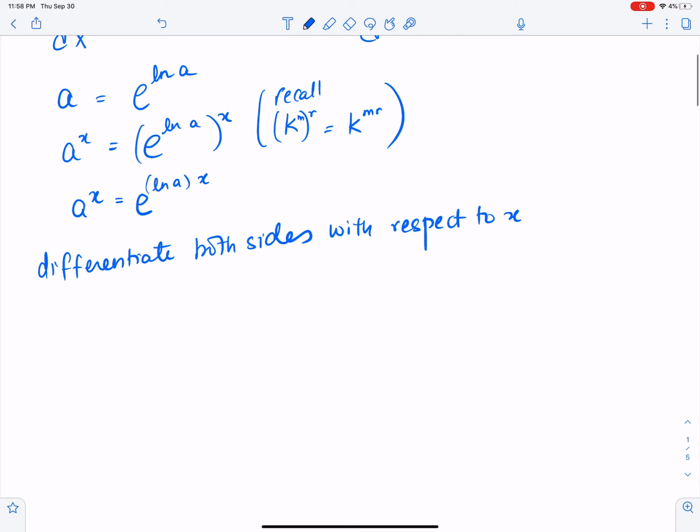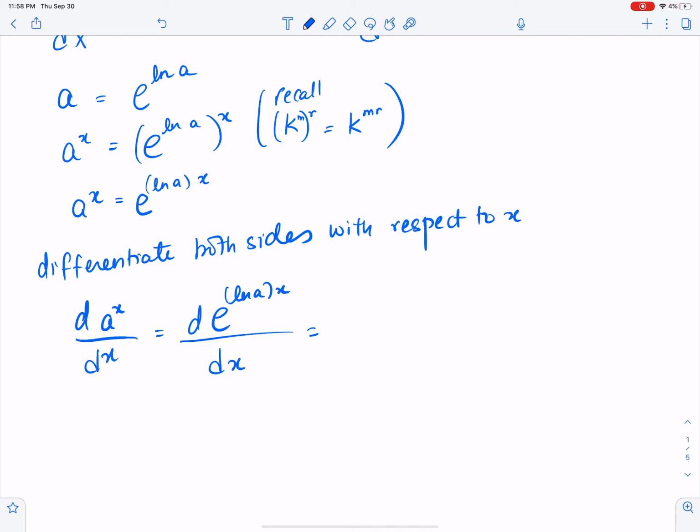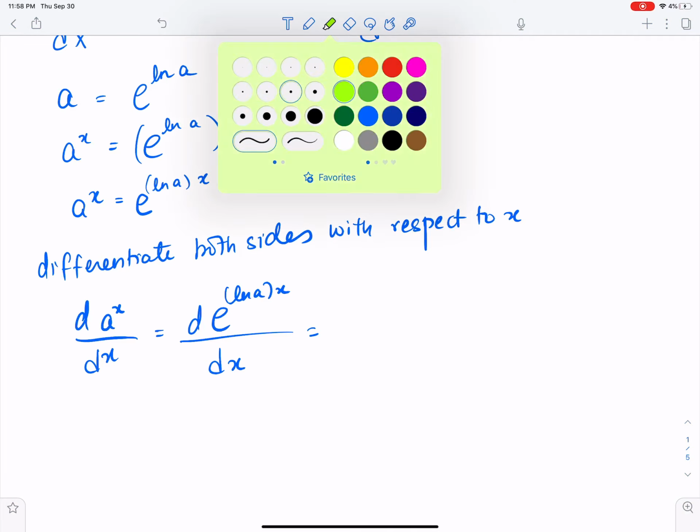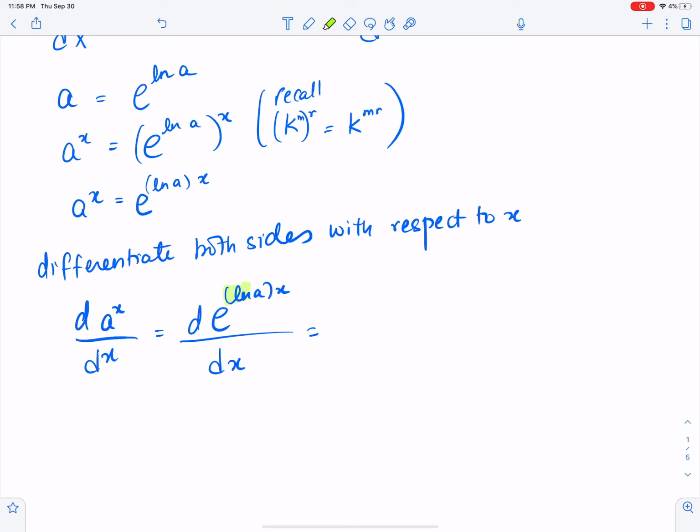Okay, so you have d dx of a to the x. That's the formula we want. That is the same as d dx of e raised to log a times x. Okay, what is e raised to log a times x? Well, this over here, that's just a number, right? It's just a constant.